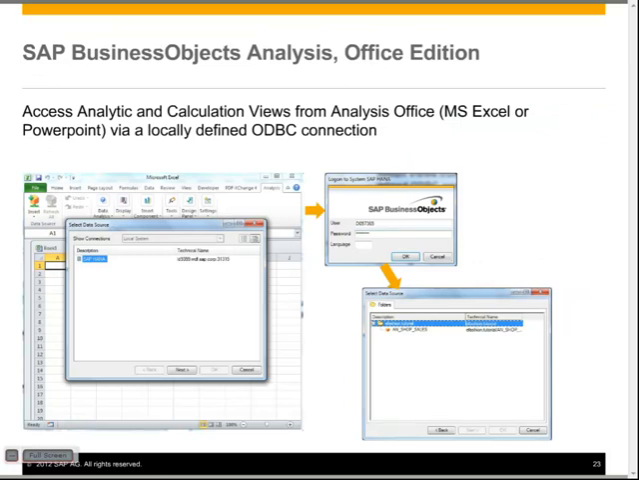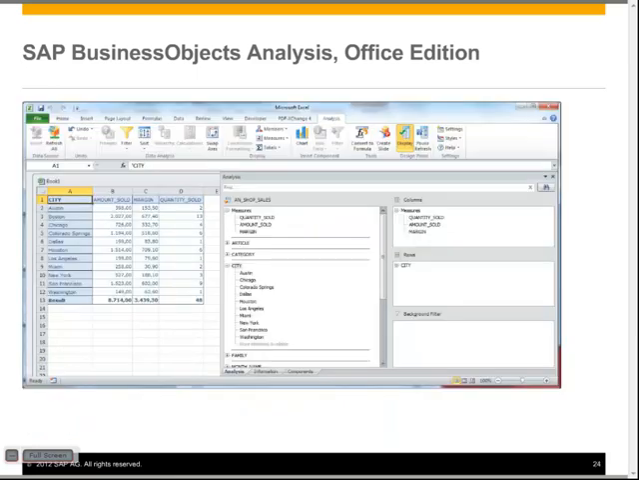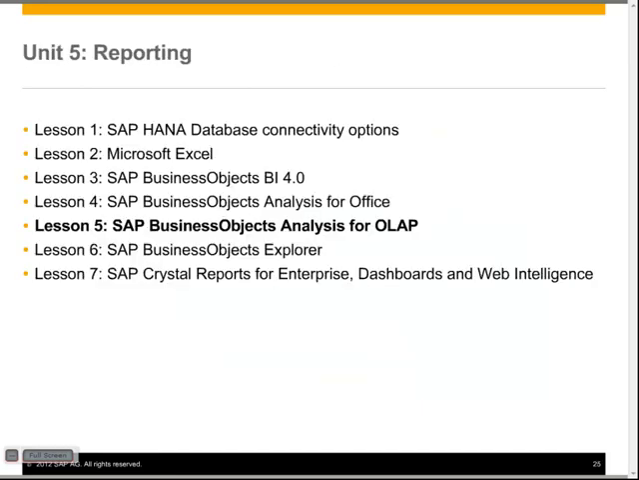So we said we can report on HANA. Well, it's possible then to report on both analytic and calculation views. You can do so via the BO platform, or you could do it via a locally defined ODBO connection as well. So in this slide here, we see it in use. We see a table based on an analytical view in HANA. One attribute and 3 measures have been chosen here. So that's Analysis, Office Edition.